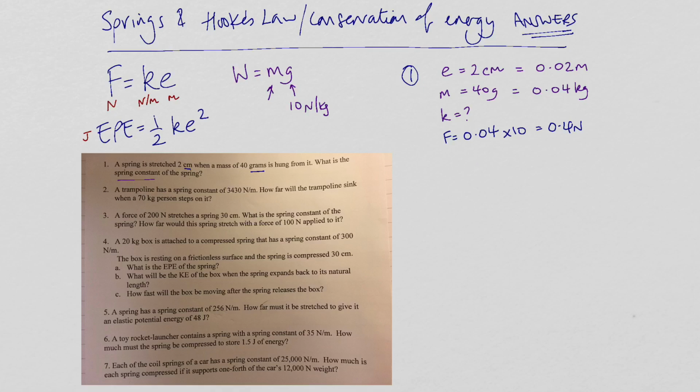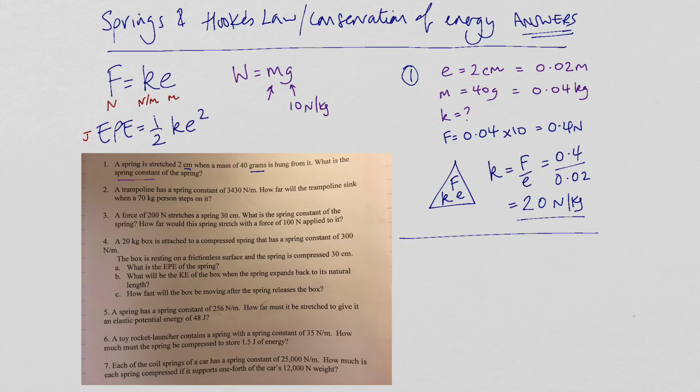newtons. We're trying to find the spring constant, so we're going to need to rearrange for k. F over E, that's 0.4 divided by 0.02. Which gives us an answer of 20 newtons per kilogram.